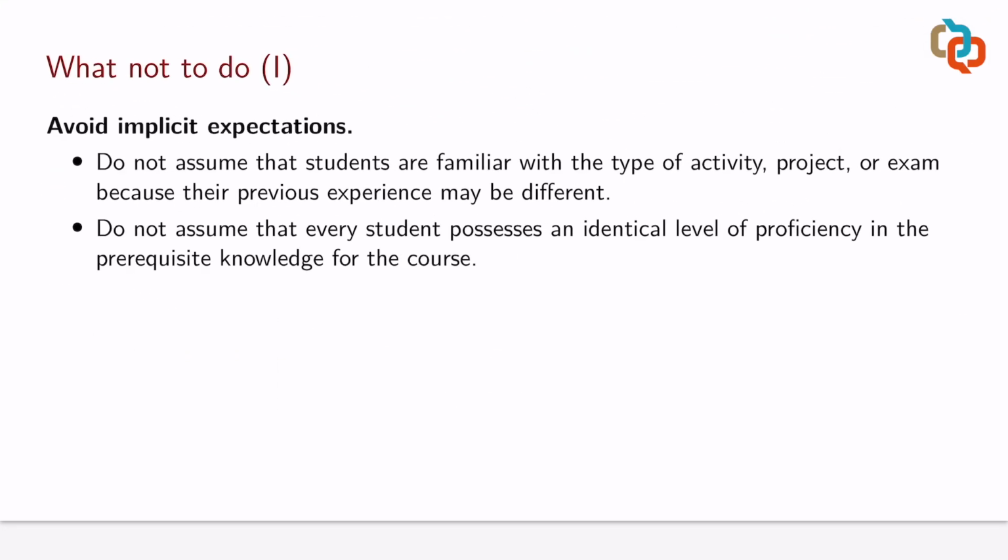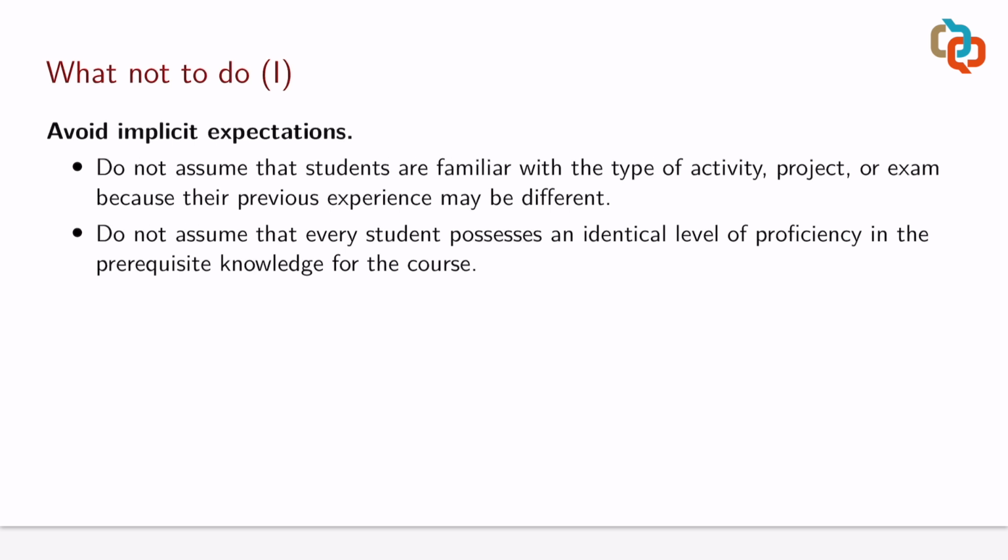What not to do? Number 1. Avoid implicit expectation. For example, do not assume all students are familiar with the type of activities, projects, or examinations because their previous experience may be different. Also, do not assume every student possesses an identical level of proficiency in the prerequisite knowledge of the course.